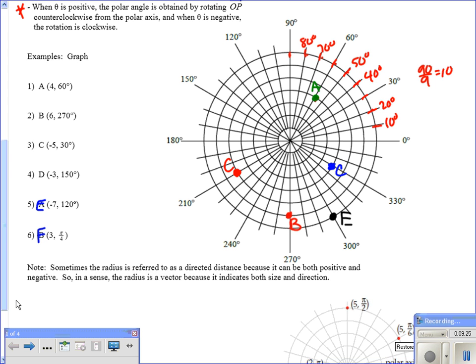And then the next one we have is F. Now notice F is different from the rest because it doesn't have a degree symbol for theta. We have pi over 4. So recall that pi over 4 is really 45 degrees. So I have 3, 45 degrees is what I'm really looking at here. So 45 degrees is in between 50 and 40 degrees. So right there. So we have 3 and pi over 4, so I'm going to measure a distance of 3 for that line, which would be right there.